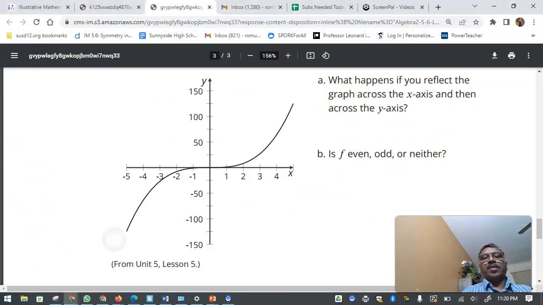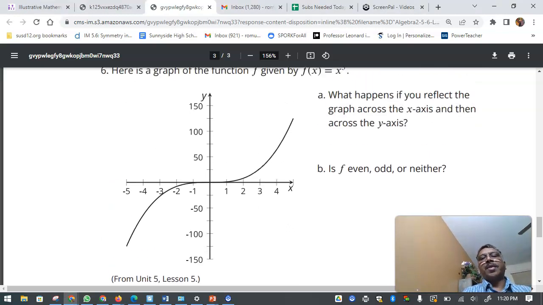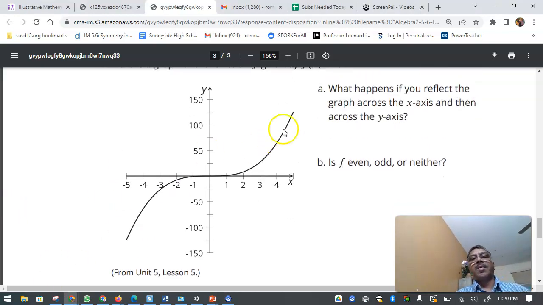So this problem is almost similar to the one that we did earlier, so I want you to do it on your own. As one problem I want you to try, it says reflect over the x-axis, and use the color pencils to do that, and then over the y-axis, and what do you get? Is it going to be even, odd, or neither?